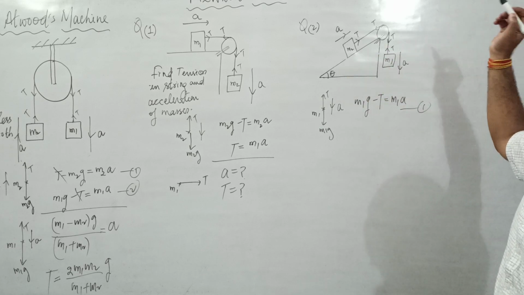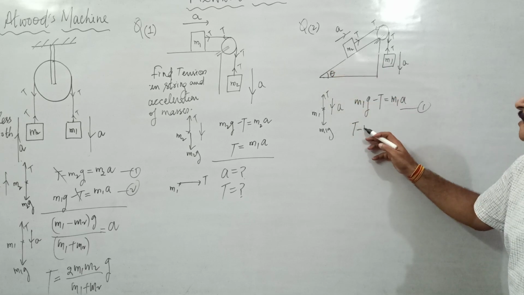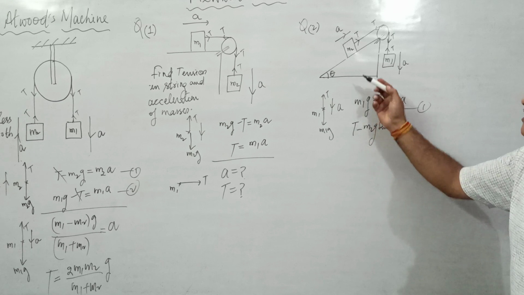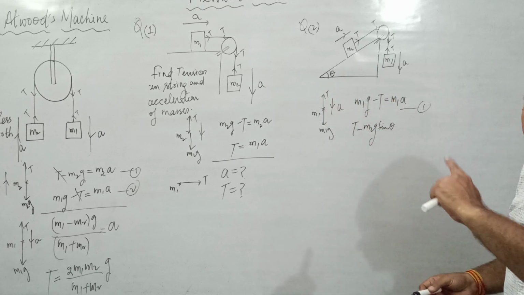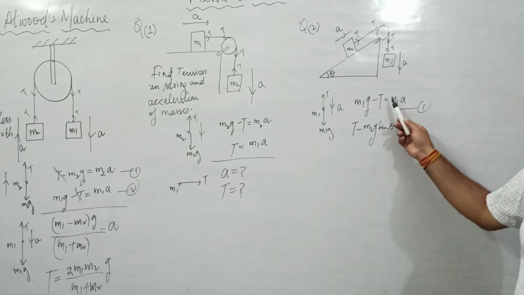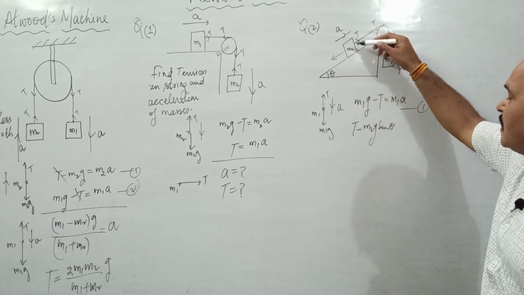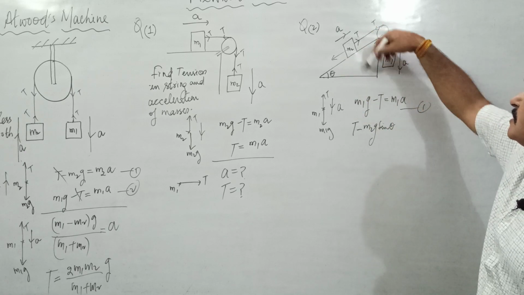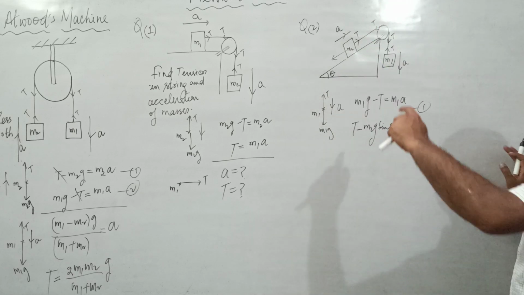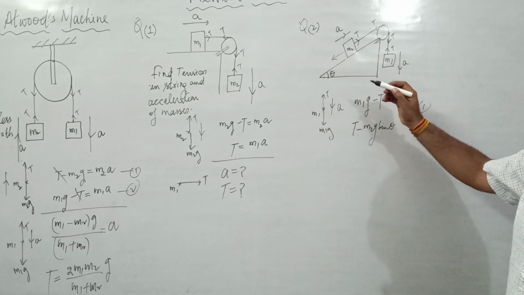And for this mass which is moving up, T minus the opposing force, which is m2g sine theta. How is this force m2g sine theta? For that you have to refer to the motion on an inclined plane which we have just discussed a short while ago. This is m2g sine theta, this is m2g cos theta. This m2g cos theta and the normal reaction cancel out, so we are not making mention of that particular force.